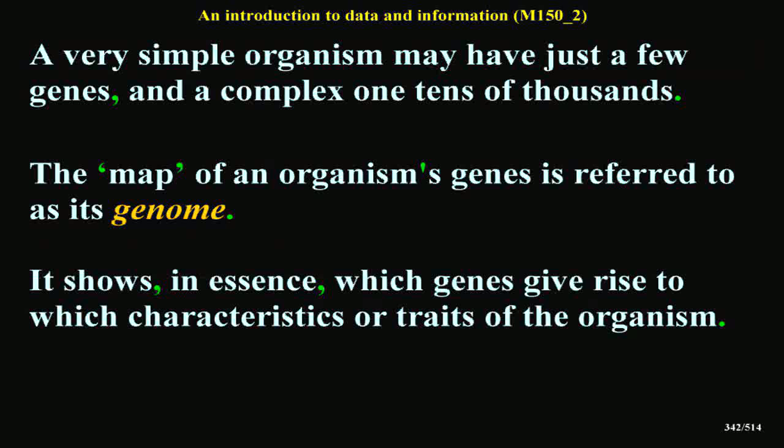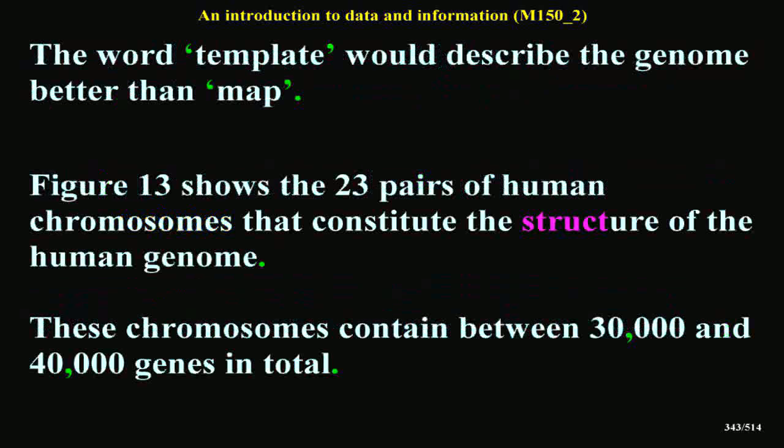The map of an organism's genes is referred to as its genome. It shows, in essence, which genes give rise to which characteristics or traits of the organism. The word template would describe the genome better than map. Figure 13 shows the 23 pairs of human chromosomes that constitute the structure of the human genome. These chromosomes contain between 30,000 and 40,000 genes in total.